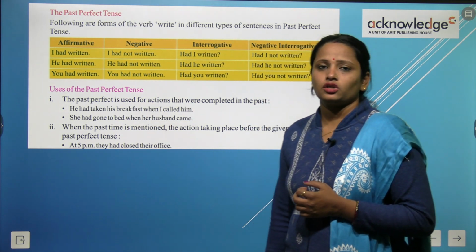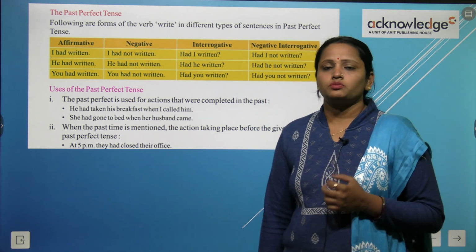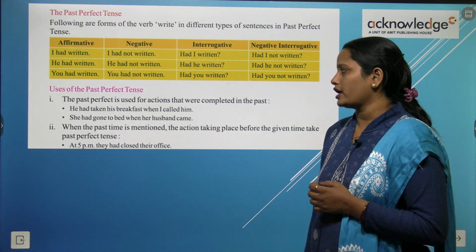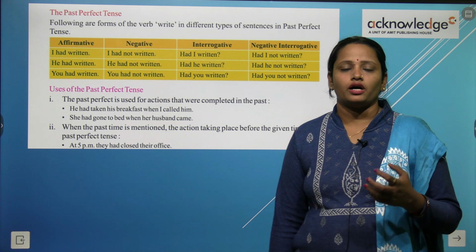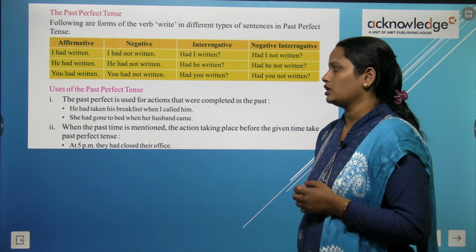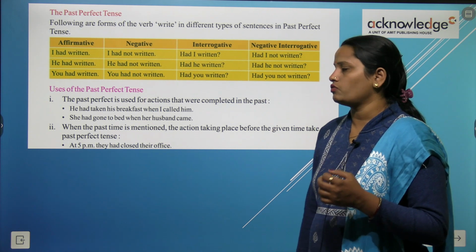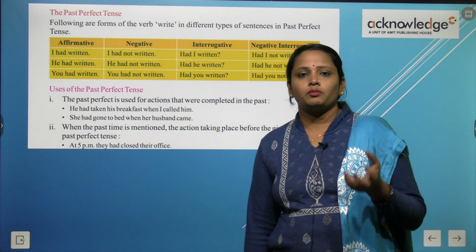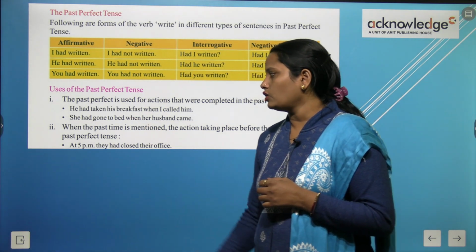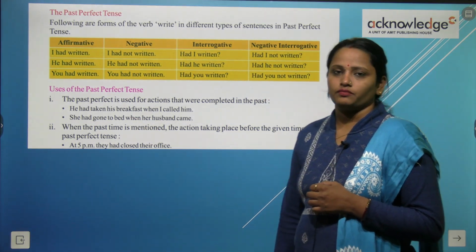Now let's learn the uses of past perfect tense. The past perfect is used for actions that were completed in the past. So ऐसे action को बताते हैं जो past में खत्म हुआ था. He had taken his breakfast when I called him. उसने अपना breakfast complete कर लिया जब मैंने उसे बुलाया. She had gone to bed when her husband came.